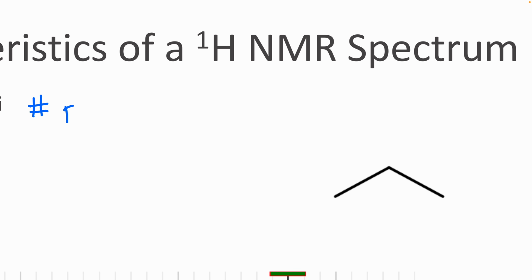All right, number of peaks. This 3-carbon propane here, that's what this molecule is. How many peaks would we expect to see in our H1 NMR? How many chemically distinct groups of hydrogens do we have? Again, we've got that plane of symmetry down the middle. So these 2 are in one group, and this one is in its own group. Okay, so number of peaks: we should get 2.